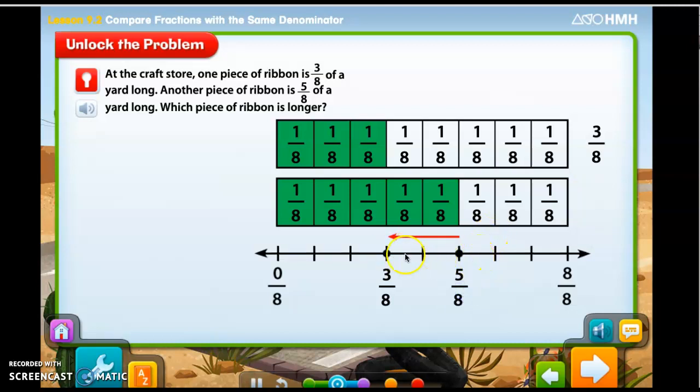Now you can compare the points along the number line. 3/8 is to the left of 5/8. 3/8 is closer to 0/8 or 0. 5/8 is to the right of 3/8. 5/8 is closer to 8/8 or 1. Now click the boxes to complete the number sentence. Well, 3/8 is less than 5/8, and 5/8 is greater than 3/8. So the ribbon that is 5/8 of a yard is longer.